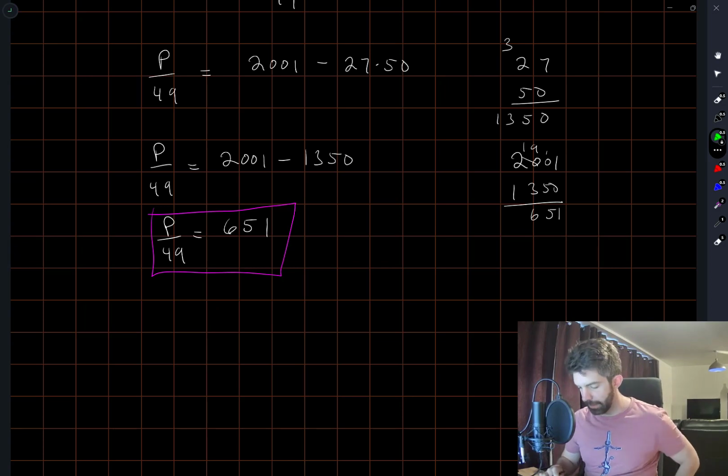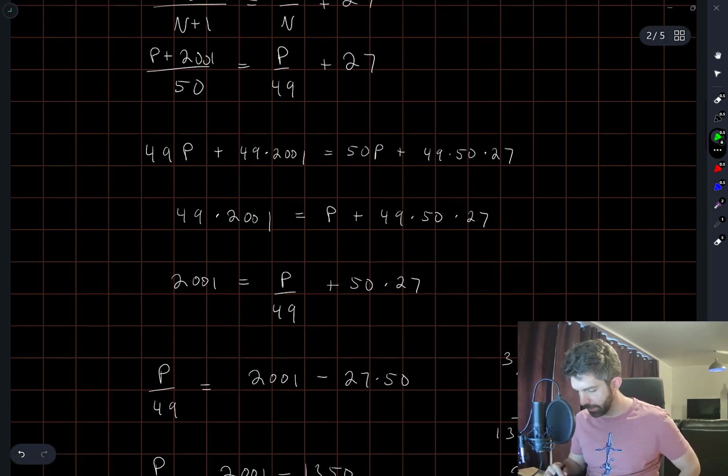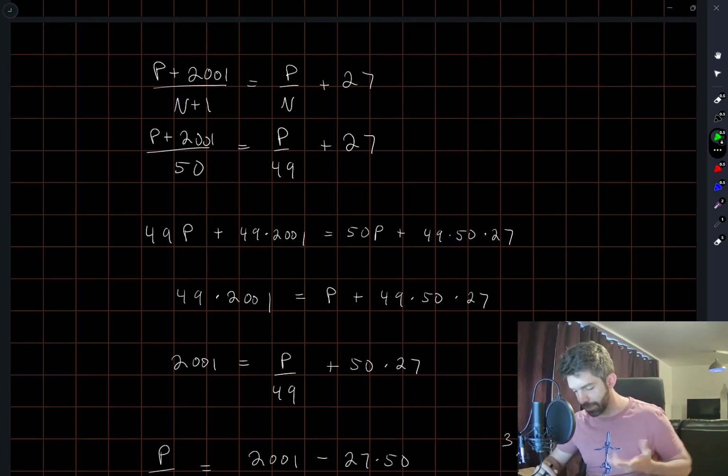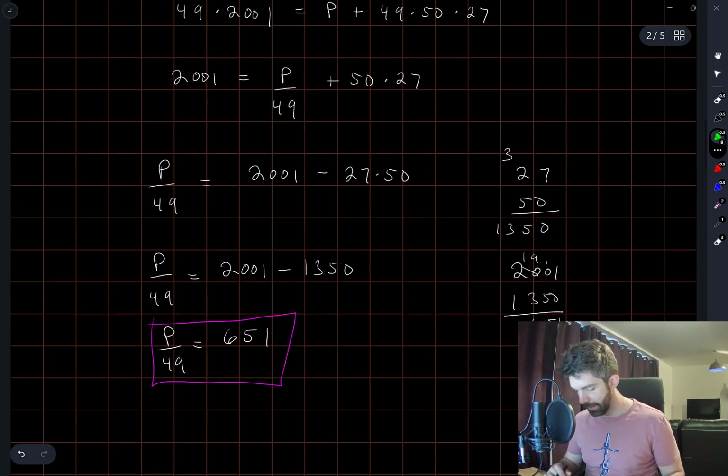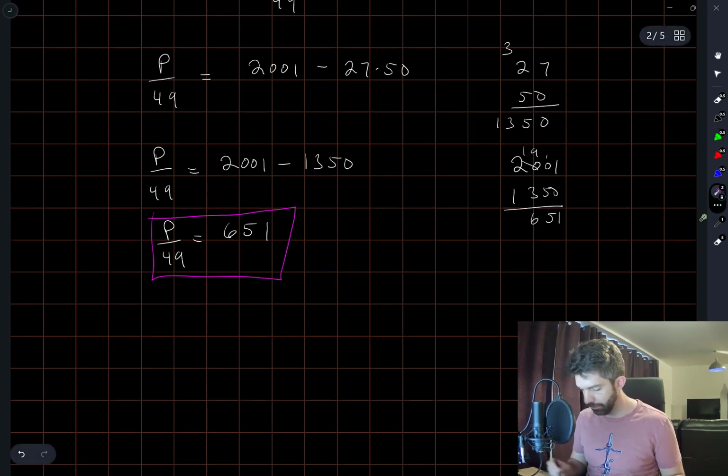Okay, after some algebra, some arithmetic, I didn't actually end up solving for p. I was able to isolate p divided by 49 on its own. And I end up with 651.